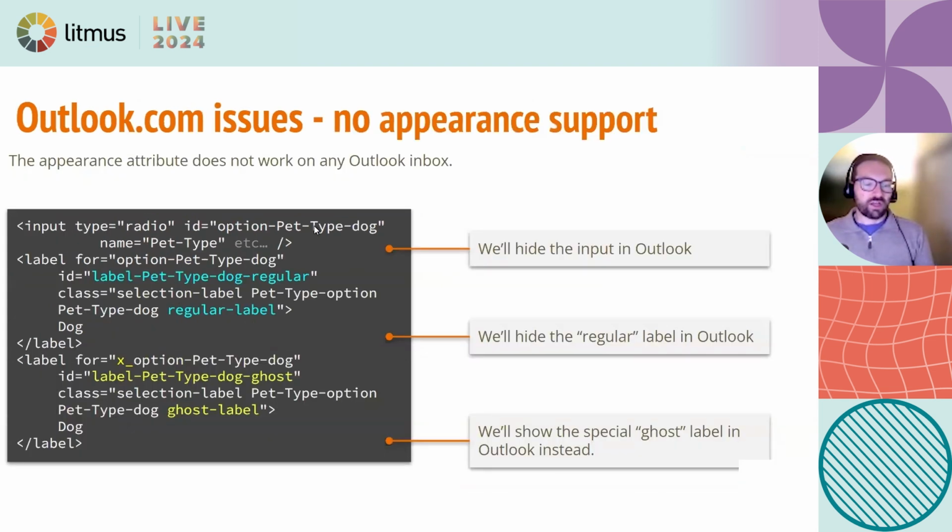Okay, so with Outlook.com, like I said, there's no appearance support on that inbox. So what we'll do is we'll hide the input on that inbox, so we won't see the radio input. We'll hide the regular label that we're going to use for a couple other inboxes, and we'll show the ghost label, which will be successfully connected to the radio button, and we'll use that for our interaction.